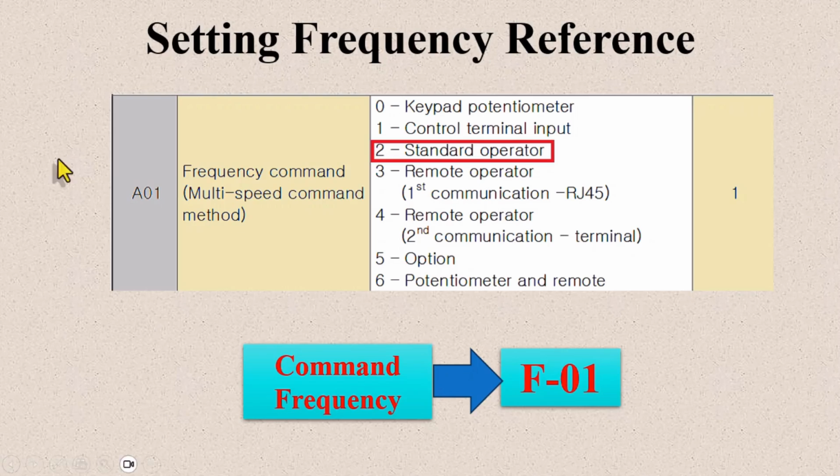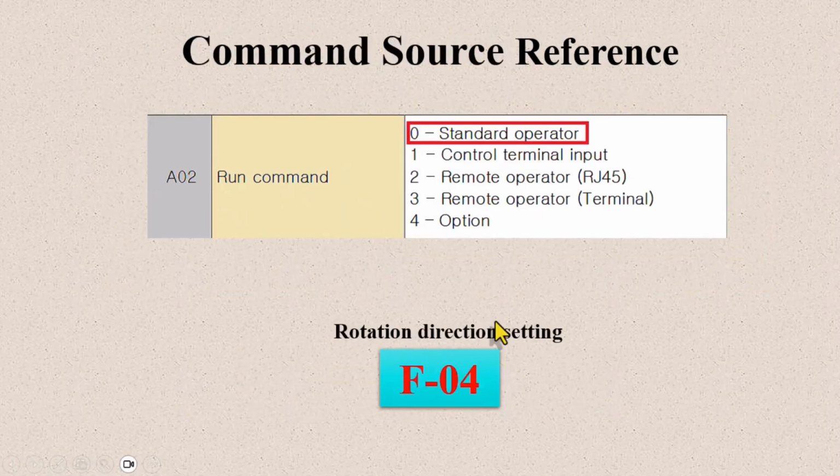You'll need to enter parameter group A and set the first parameter, A01, to the number 2. By setting this parameter to 2, you've successfully set your frequency reference to the keypad. But once it's set to the keypad, where do you actually input the value? Where do you enter the frequency? It's in parameter F01. So enter parameter group F and input your desired frequency value into parameter number 1. So that's the frequency reference.